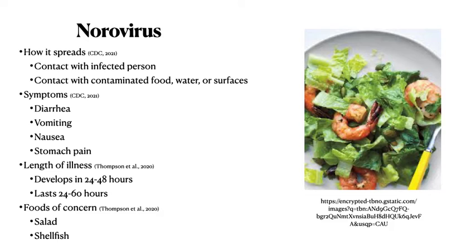Typically, norovirus develops in 24 to 48 hours after consumption of the contaminated food, and it usually lasts about 24 to 60 hours. Again, in most cases, norovirus is a pretty mild disease, but in severe cases, due to dehydration, someone may need to seek medical attention. The main foods to be concerned with are salad and shellfish when it comes to norovirus.